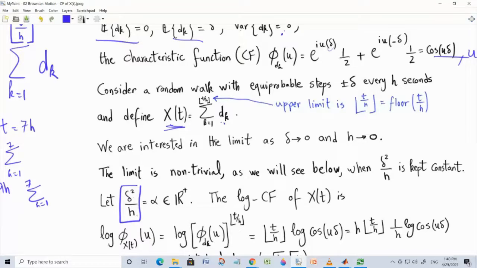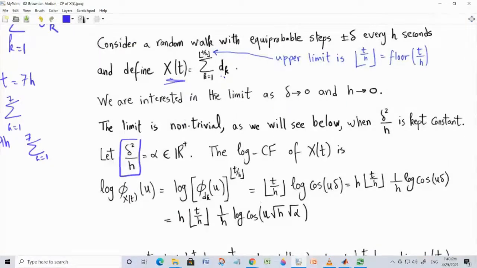Okay. So we are studying convergence of x of t. Again, x of t is a random process. If you fix t, it becomes a random variable with a well-defined characteristic function. It's the characteristic function of d1 raised to the power the number of terms in the summation, and we can basically investigate the convergence of this characteristic function or of its logarithm. They are equivalent because the logarithm basically is a continuous function. So we'll take the logarithm of this function.